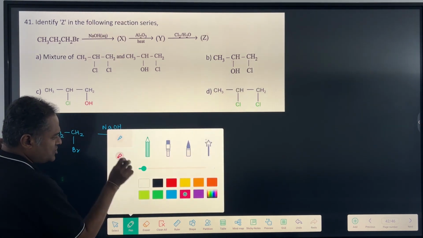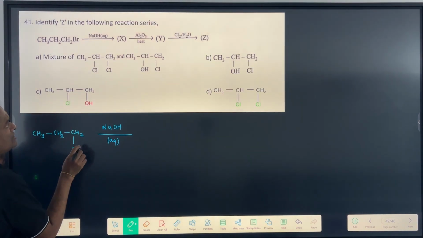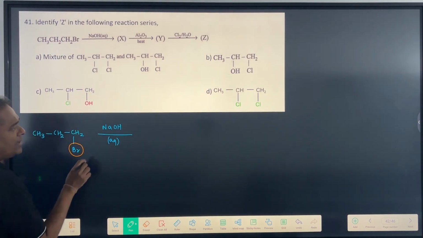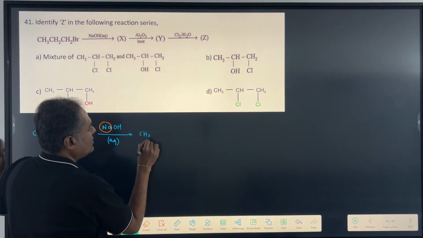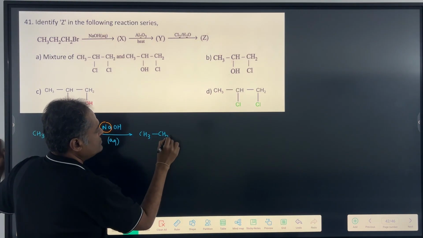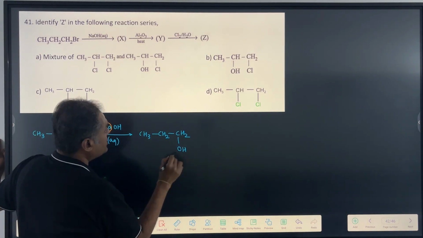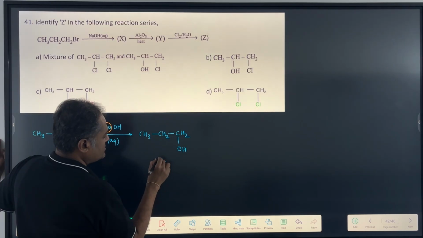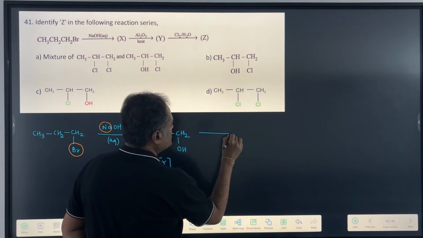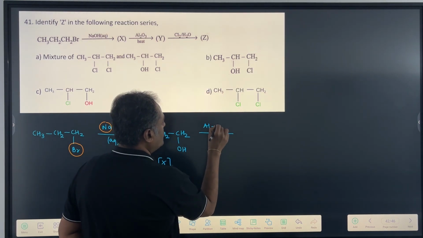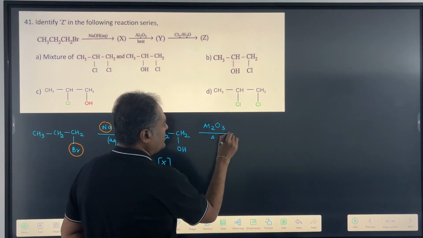Now, when you have got this situation, what will happen? This leads to substitution, yes. So, your Br will get replaced by OH. So, will I get nothing but the answer as propan-1-ol, correct? And this becomes my answer X. Now, what will happen in the next step when you have been given Al2O3? Now, what do you mean by Al2O3? This is used for dehydration.